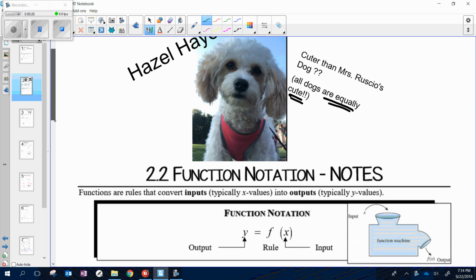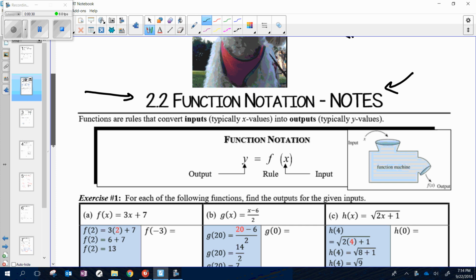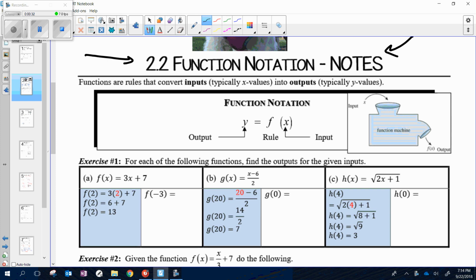So this is Mrs. Hayes, and we are doing 2.2 function notation notes. I know you guys learned a little bit about functions in middle school, but let's see what you remember.